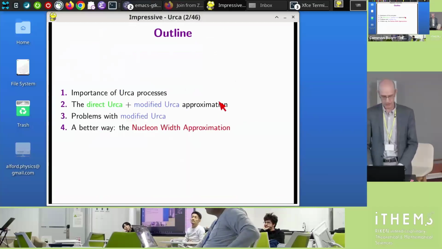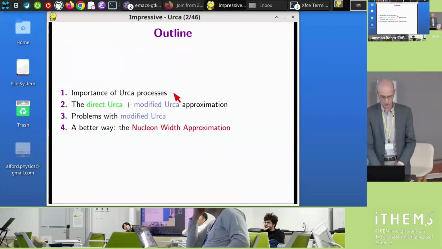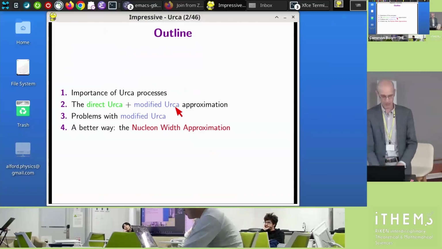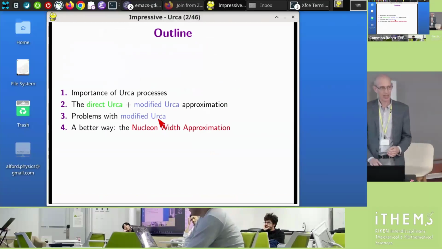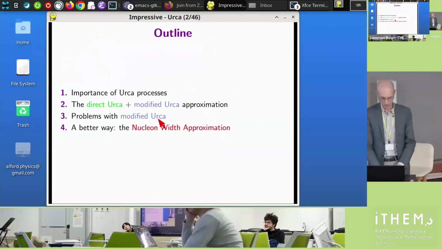So yeah, the outline is very simple. I'll give an introduction to what Urca processes are. I'll talk about the standard way of approaching them in terms of two contributions called direct Urca and modified Urca. And then I'll talk about why modified Urca in particular is not a great thing. And I'll propose a better way of handling the relevant physics called the nucleon width approximation.